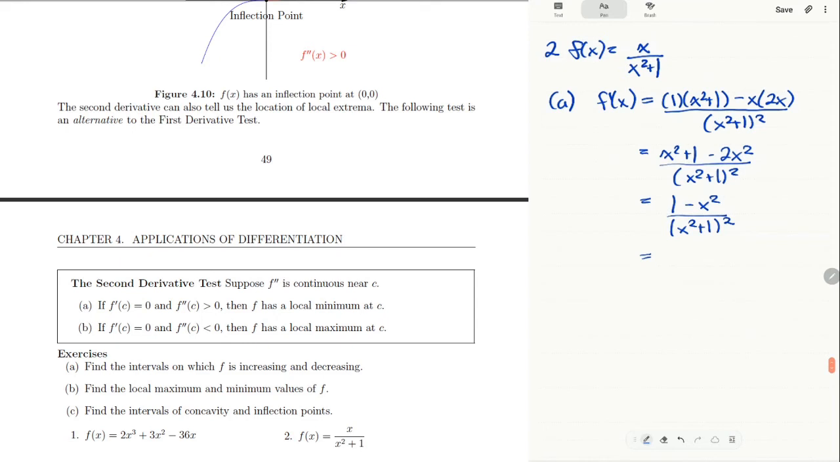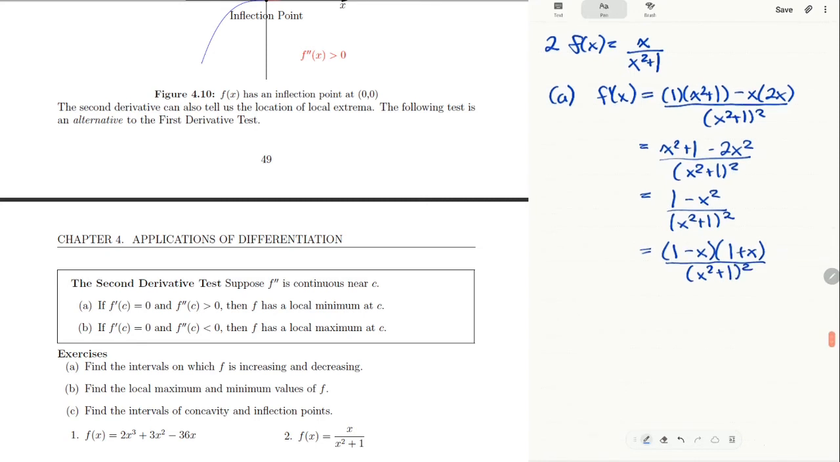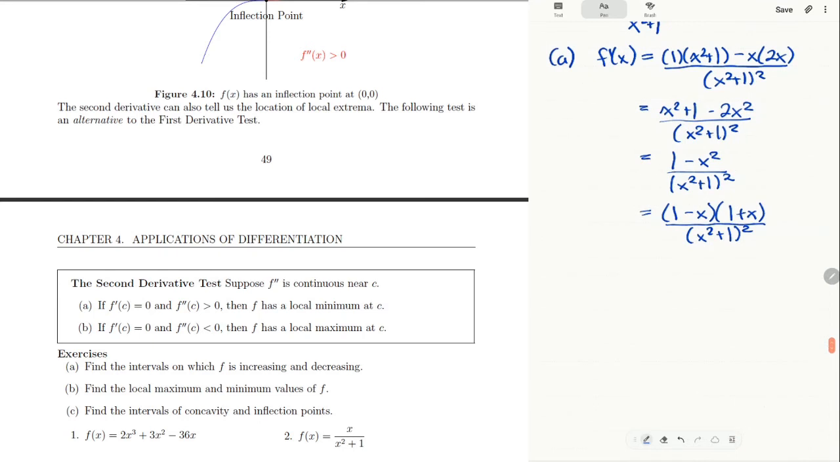So we can also factor the difference of squares as 1 minus x times 1 plus x. So that is our first derivative. So now we'll look for the critical numbers. So we set the first derivative equal to 0 and then solve for x. So the first derivative is 0 when the numerator is equal to 0. And so this happens when x is positive 1 or negative 1.